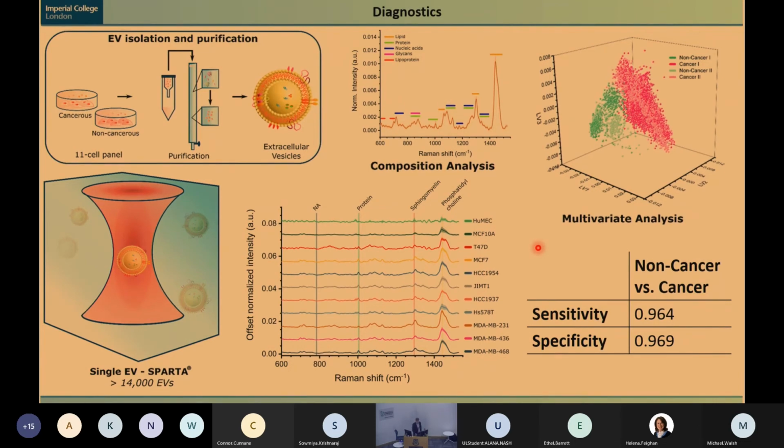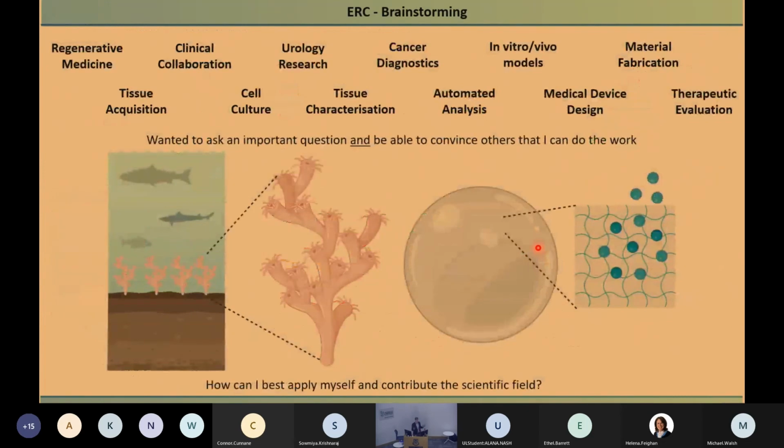So that was kind of where my 10 years of research had led me to, and I wanted to become an independent researcher, as everyone kind of does at one point. And what I did was I started examining the skill sets that I had generated over the last 10 years: regenerative medicine, tissue acquisition, cancer diagnostics, therapeutic evaluation, very broad, very hard to see the link between them.